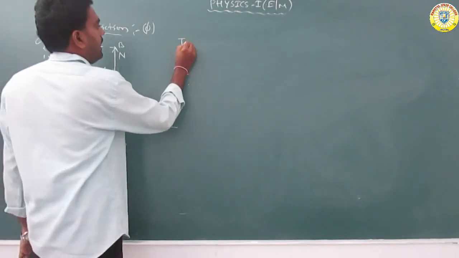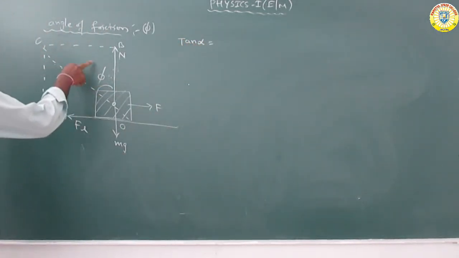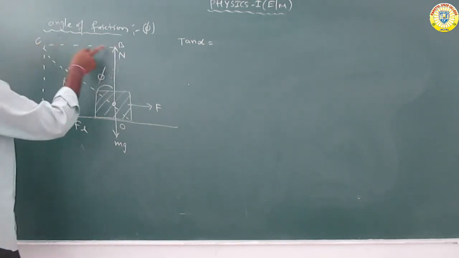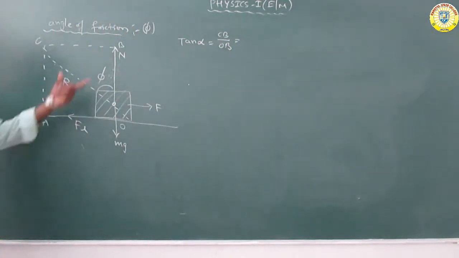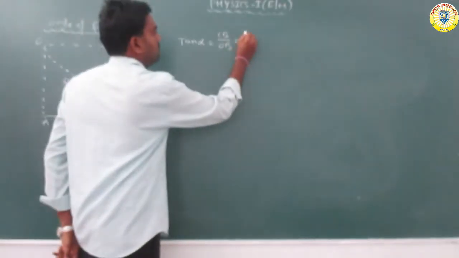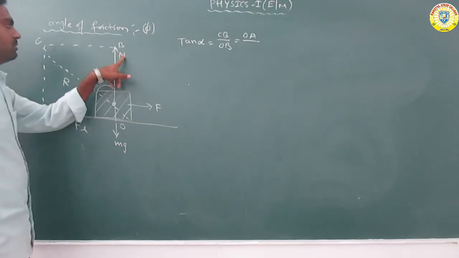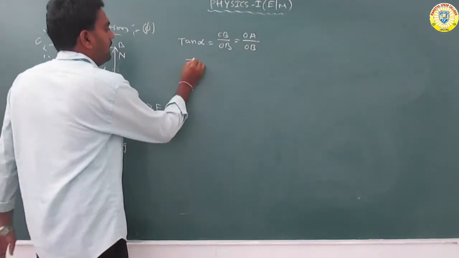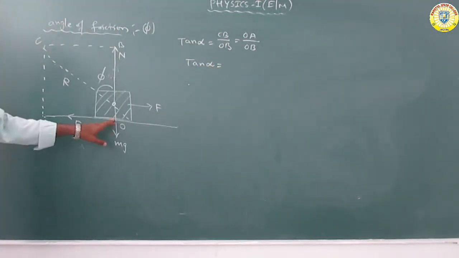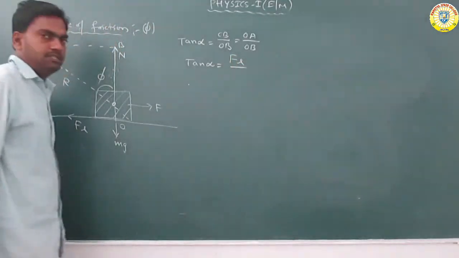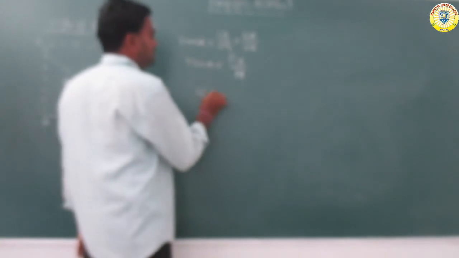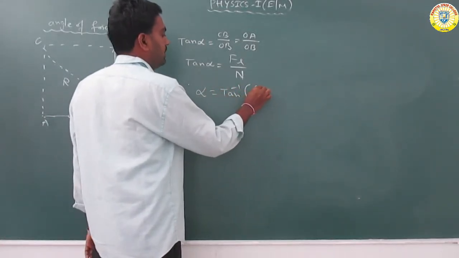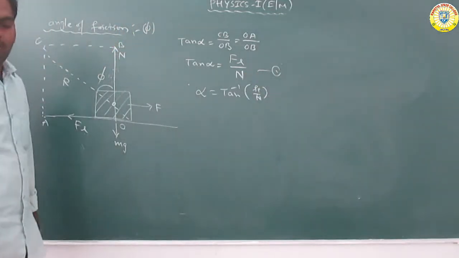So tan alpha equals opposite side by adjacent side, that is CB by OB. CB is equal to OA, so tan alpha equals OA by OB. OA is FL, the limiting friction, and OB is equal to N. So tan alpha equals FL by N. This is equation 1, or alpha equals tan inverse of FL by N.